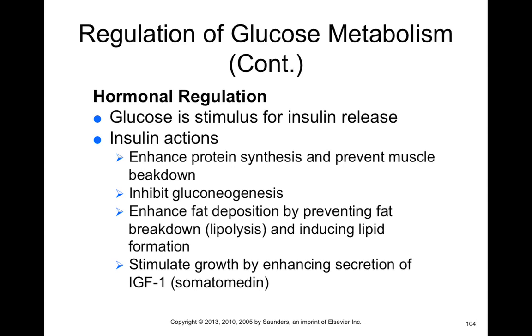And there's only two places that glycogen is stored in your body. That's the liver and skeletal muscle. It also enhances fat deposition by preventing lipolysis, or breakdown. And it stimulates the release of somatomedin, which are these insulin-like growth factors as well.